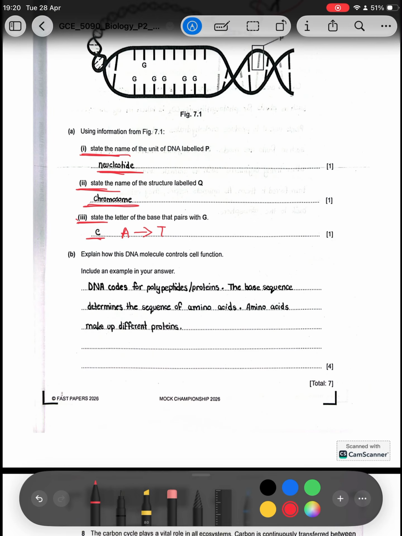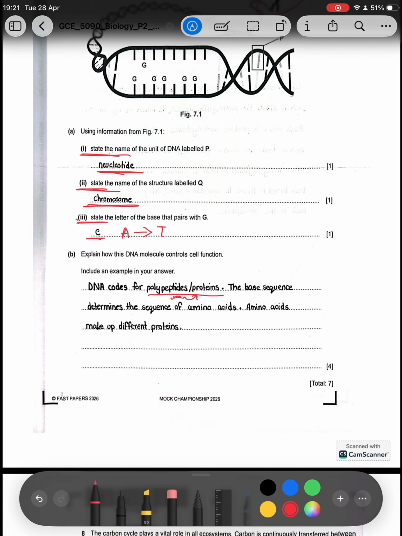B, explain how this DNA molecule controls cell function. Include an example in your answer. So what DNA does is it codes for polypeptides or proteins. The mark scheme mentions both, and it's better to mention polypeptides because this is what makes proteins, and DNA does not directly make protein, is what I'm saying. So the base sequence determines the sequence of amino acids.